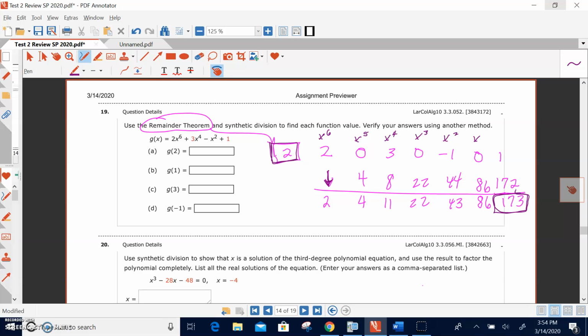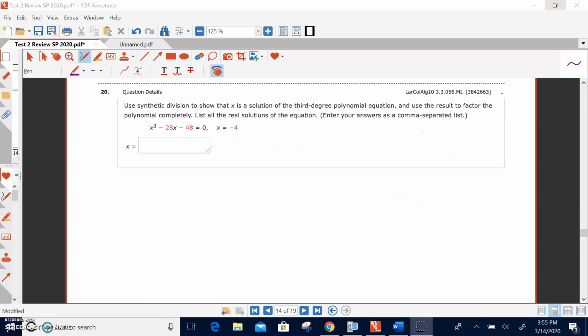So this is called the remainder theorem because the answer you're looking for, the function value, is the remainder. So g of 2 is equal to 173. I could do that with the 1, the 3, and the -1 to find each of those function values. So again, emphasizing the remainder theorem. So let's check out question 20.